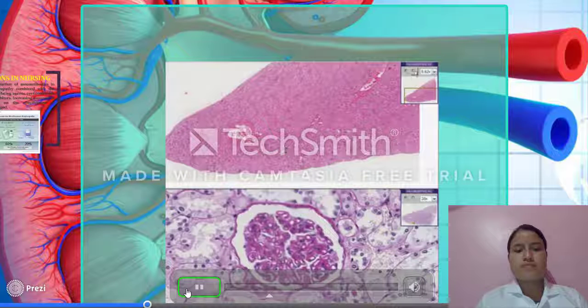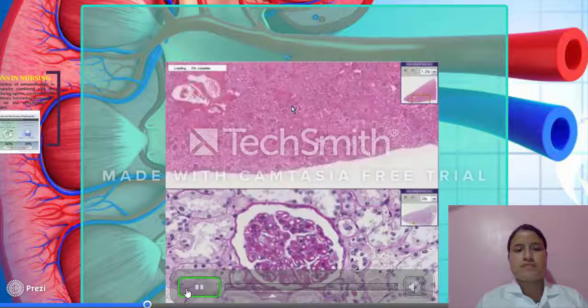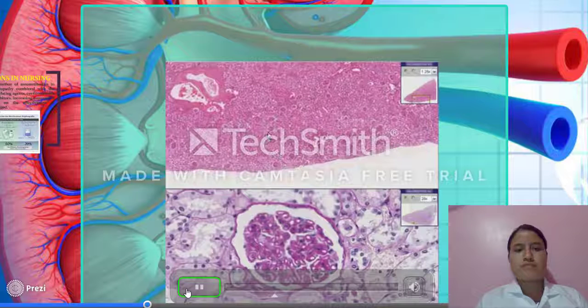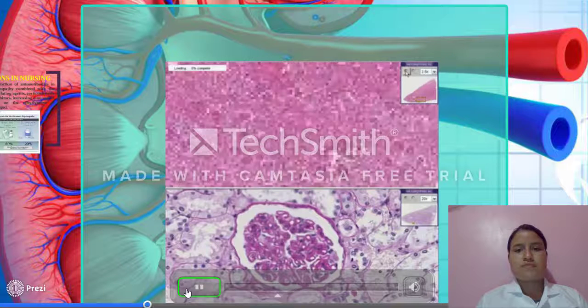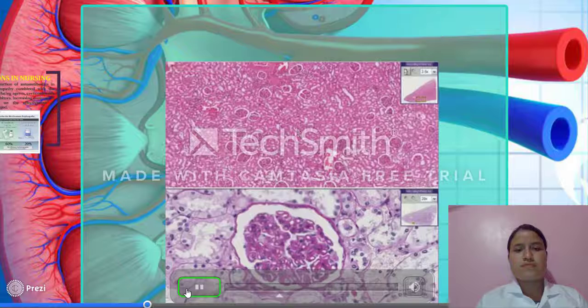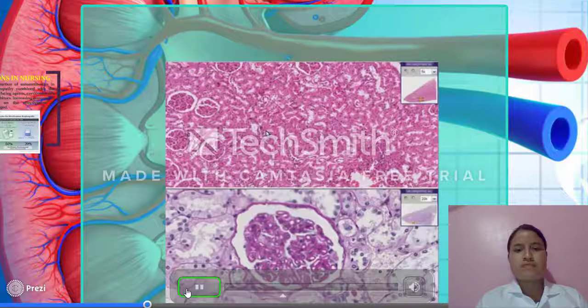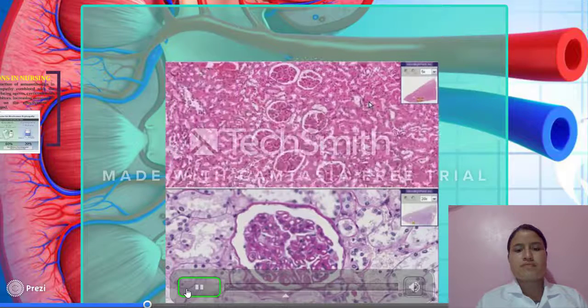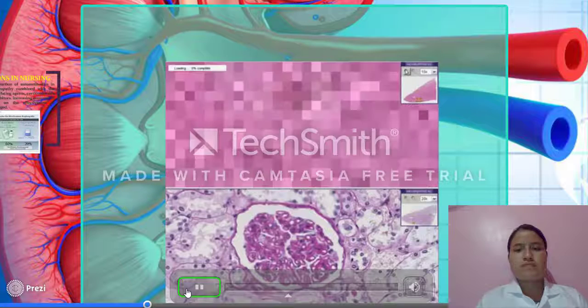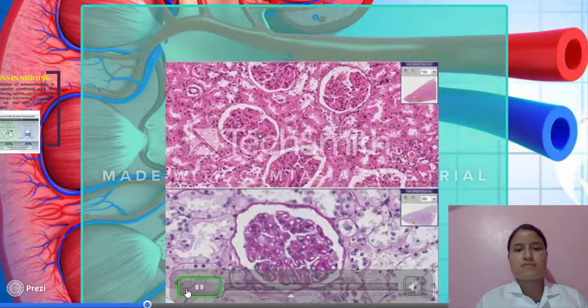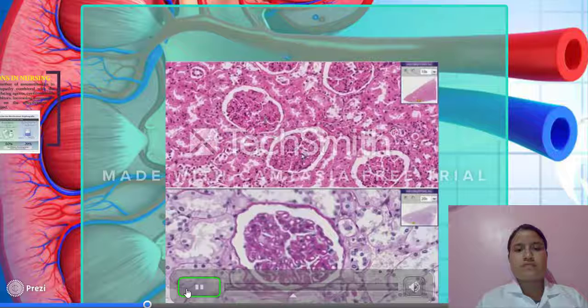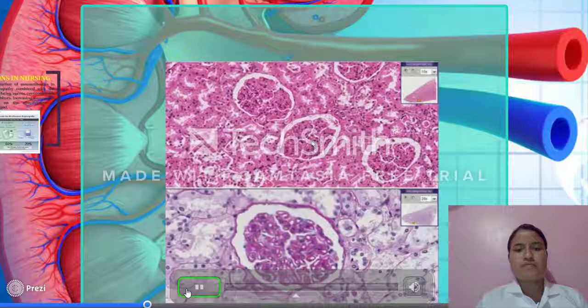You can see some small glomeruli out here. You can see a whole bunch of tubules, and you don't see too much by way of disease within the tubules. In all honesty, if all you had was a light microscope and an H&E stain, you might not think there was much going on in these glomeruli either.